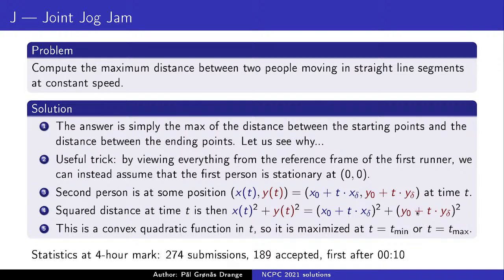So this problem was solved. It took as much as 10 minutes to solve this, maybe because there were other problems that you were solving first, but first solution after 10 minutes, and in total at the 4-hour mark, 189 teams had already solved this problem, with, again, pretty few wrong submissions, so there wasn't really anything tricky here. You just implemented this.